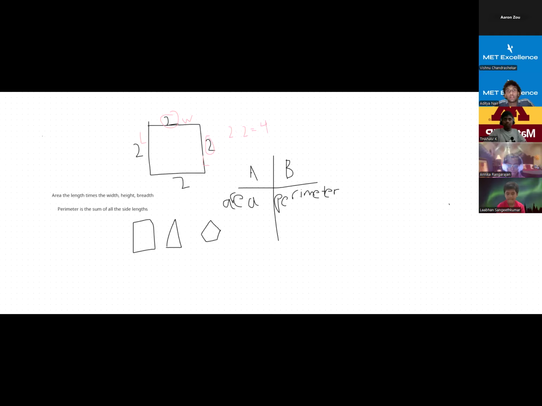So what is the sum of all of our sides going to be? We have 1, 2, 3, 4 sides: 2 plus 2 plus 2 plus 2, that's going to be 8. Or, as some of you put in the chat, 2 times 4. That's also 8. So because 8 is bigger than 4, the perimeter of the square is bigger than the area. So that means B is our answer.